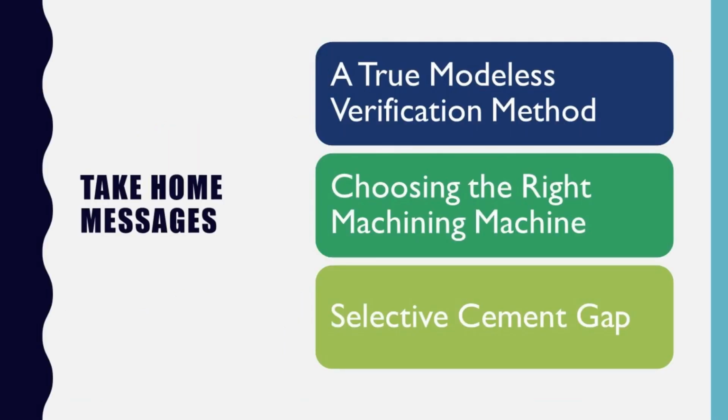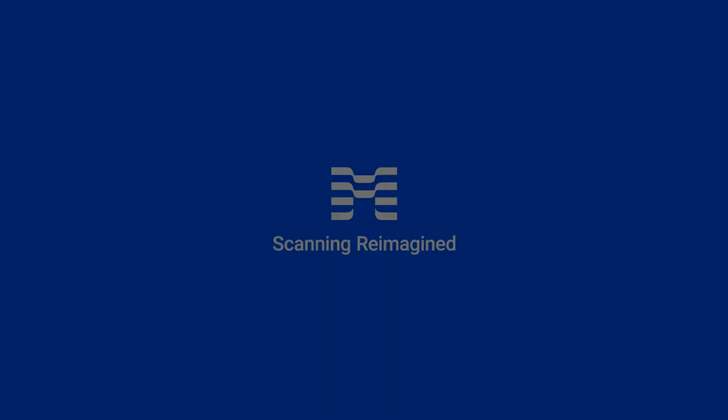These are the conclusions from today's lesson. Fitting a machined crown to a model will not solve the problem. You need to use model-less verification to find and fix the cause. Choose and purchase equipment that is well calibrated and maintained. Line angle machining errors that are not solved by machining adjustments require the application of selective cement gaps.